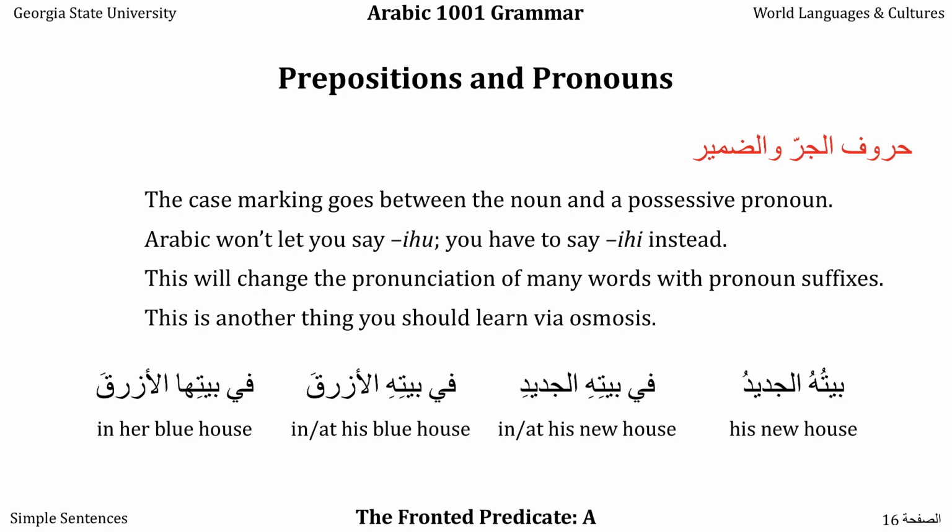Again, azraq, like all the other masculine colors, is one of the word patterns that can't use kasra endings, and that's why we have a fatha instead. And then lastly, we have fi beitiha. The ha doesn't change. You can say iha, you can't say ihu. No idea why. Al-azraqa, again, that pattern cannot change. Again, this is something you should learn via osmosis. It's here more or less for the purposes of completeness.